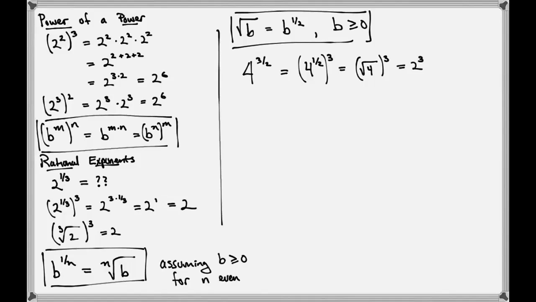Order of operations says I'll do what's in the parentheses first. Square root of 4 is 2, and I cube the result, and I get 8.